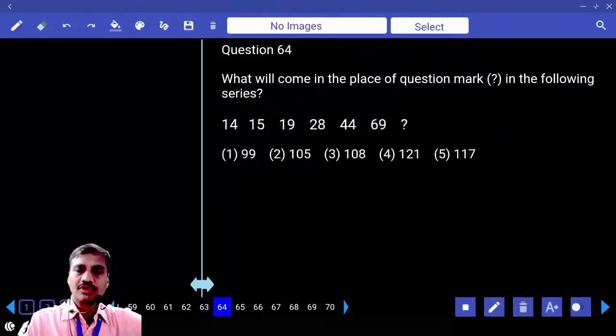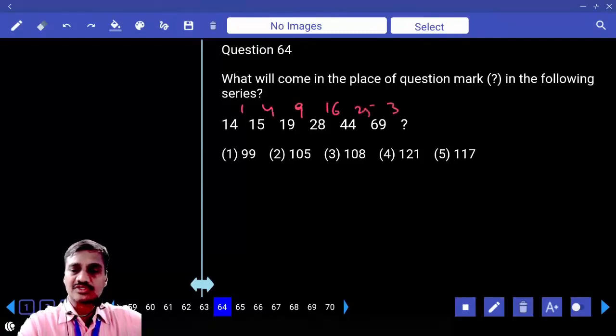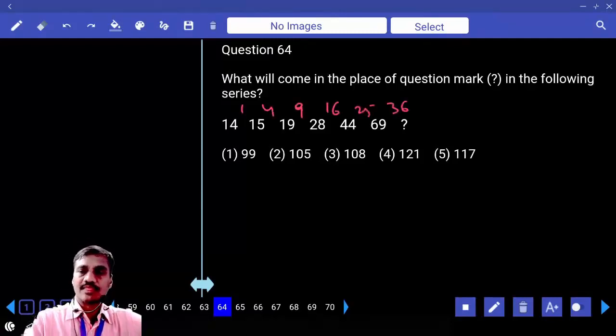Then 64, 14 and 15, the difference is 1. Here the difference is 4. Next one is 9. 1, 4, 9, 16. Here it is 25. Next one is 36. The answer is 105, choice 2. Squares are added. 1 square, 2 square, 3 square are added.